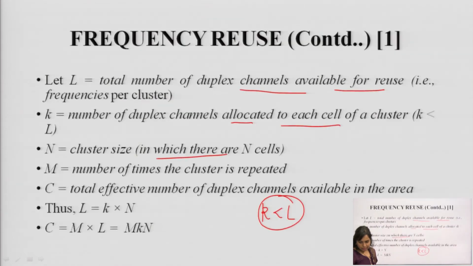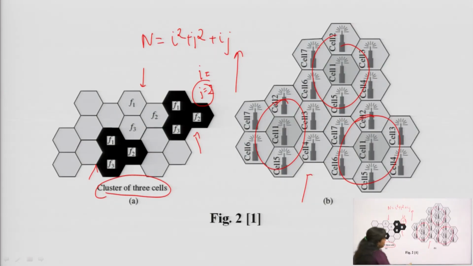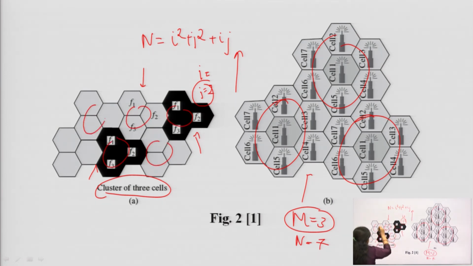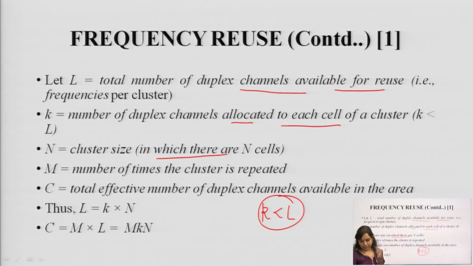Let us see in this example that this cluster is repeated 3 times. So, M will be equal to 3, N will be equal to 7. In this case, it will be repeated 1, 2, 3, 4, 5 and 6 times. So, which means M will be equal to 6, N will be equal to 3. 3 cells in a cluster and it will be repeated 6 times. So, this is how you have to decide the value of M and N.